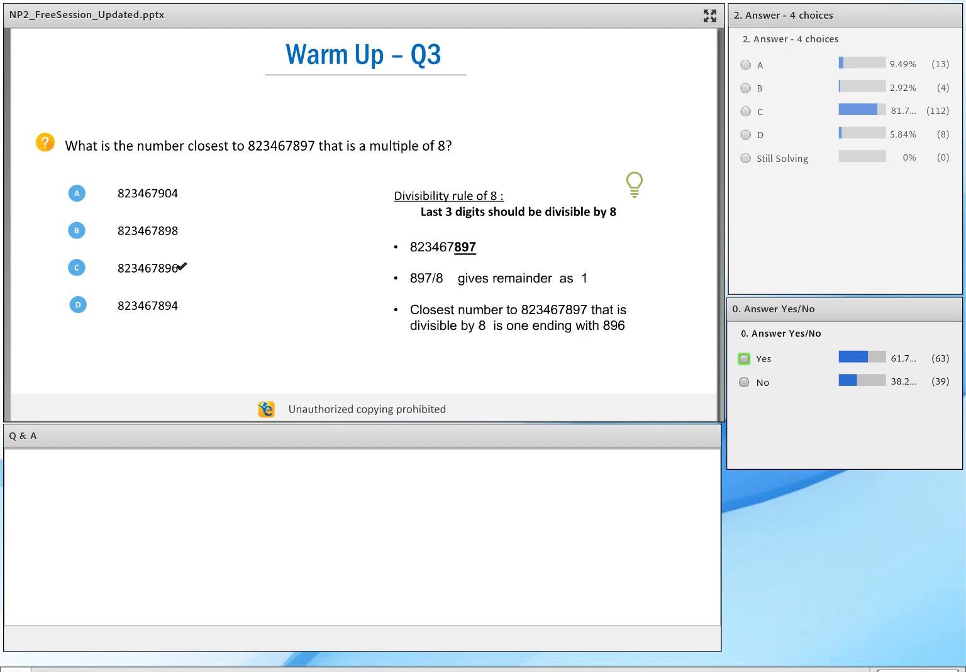The way to do it is to really focus on the last 3 digits. See, okay, the remainder is 1, which means that if you subtract 1 from it, and 1 is the smallest remainder that you can get other than 0. If you have a positive remainder, then 1 is the smallest remainder.